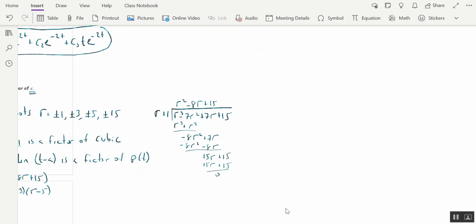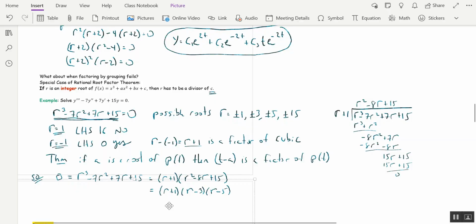Okay, so I hope you did that. Here's the computation for the division, and you can pause the video if you want and write that down. What that means is that your original polynomial factors as r plus 1 times r squared minus 8r plus 15. Now, we can factor that quadratic very easily by inspection. And so now we see our roots are r equals negative 1, 3, and 5. So we're in the case of 3 distinct real roots, and we can go from there.